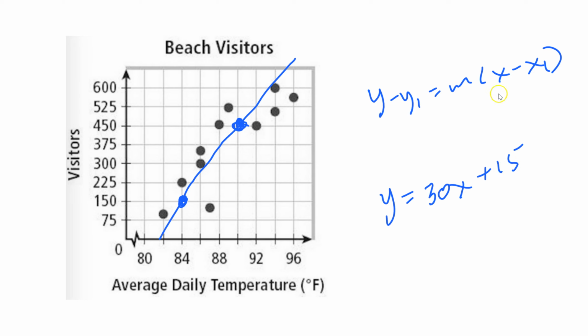Now there's lots of things I could do. I know what the temperature is. X is my x value, so that probably should be an F instead of an X, because temperature. So I could plug in the temperature and figure out the number of people that are going to visit that day. Or, here's my Y. If you give me a number of visitors, I could tell you what the temperature is going to be. So, very useful information.